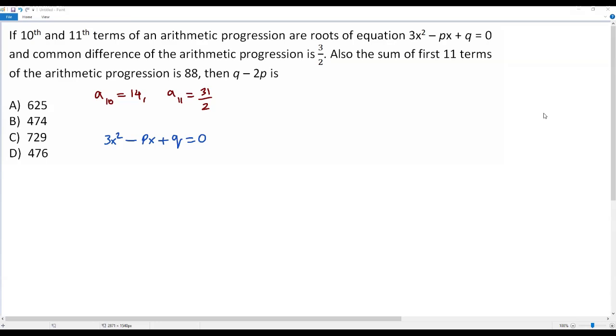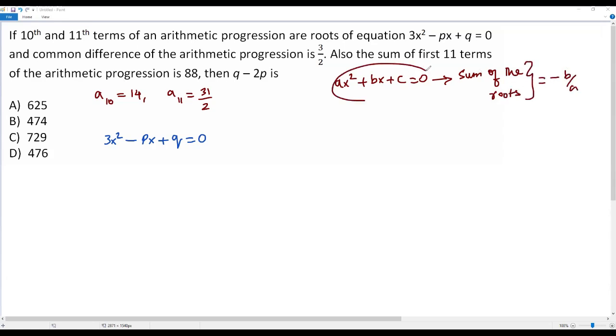What is standard form? Let me write it over here: ax² + bx + c = 0. Whenever we have a quadratic equation in this form, we will be able to get the sum of the two roots and the product of the two roots using formulas. Let me write the formulas. The sum of the roots equals −b over a.